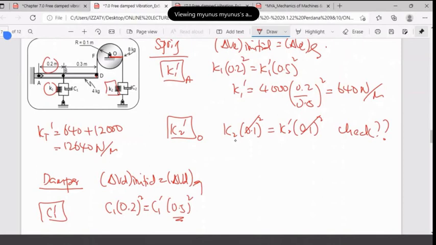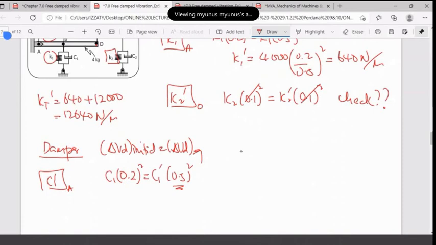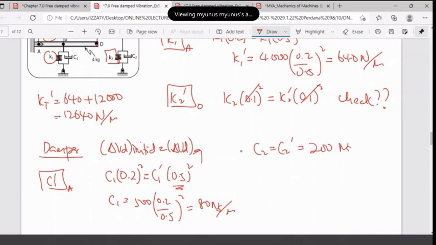Because C1 and K1 are basically rotating about the same fixed point. So you do that, and you get C1 prime here equal to C1, which is given as 500, times 0.2 by 0.5. We get a result of 80 Newton second per meter. And you have another one, C2, equal to C2 prime. What they provide for C2 is 200, so put it at 200 Newton second per meter.